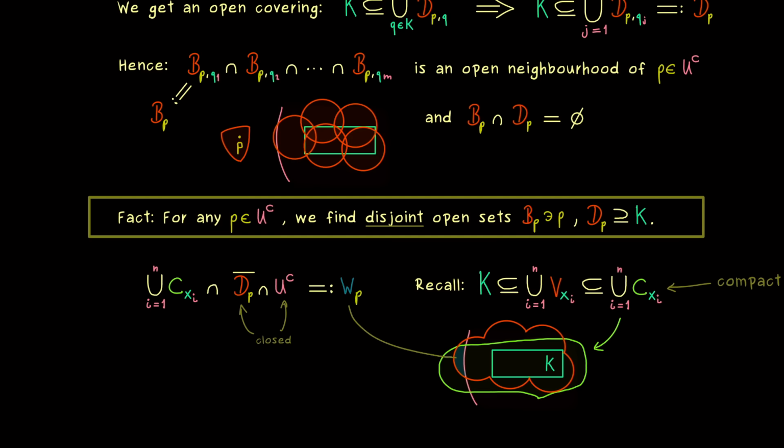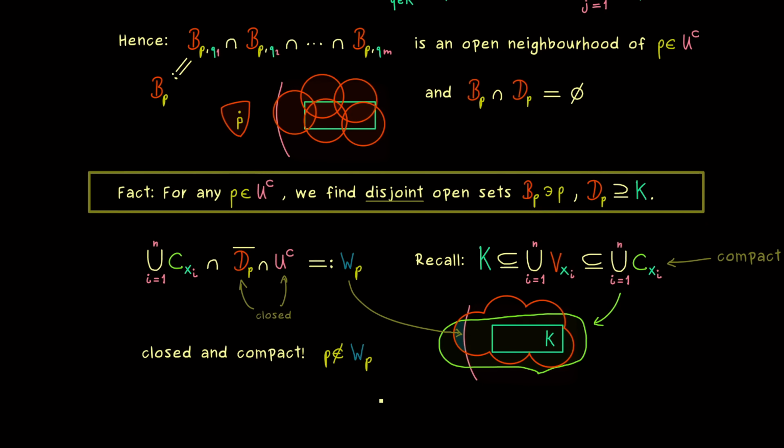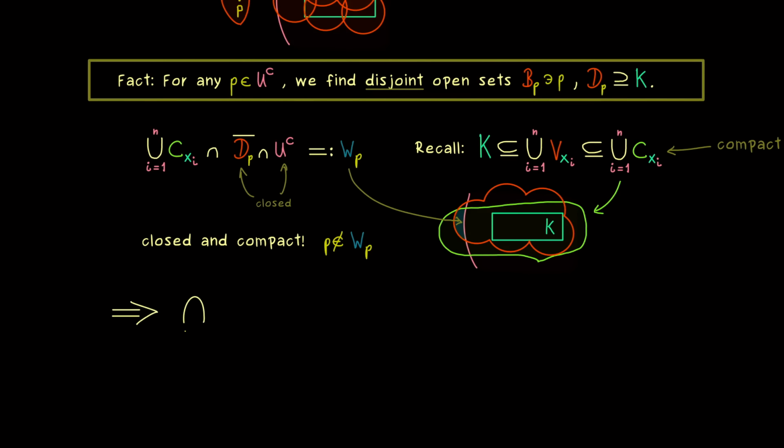And because we have an intersection of closed sets, it's definitely a closed set as well. And since it's also contained in the compact set, we conclude it's also compact. And as already mentioned, because P has a safe distance from the neighborhood dP, we know that P is not an element of WP. However, this immediately implies if we look at the intersection of all possible sets WP, we get an empty intersection.